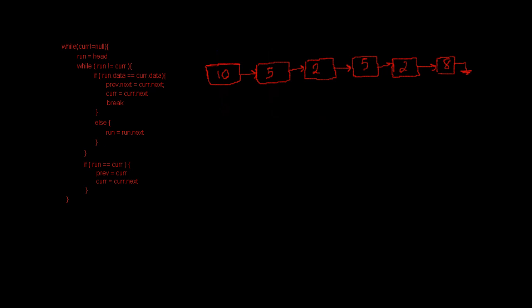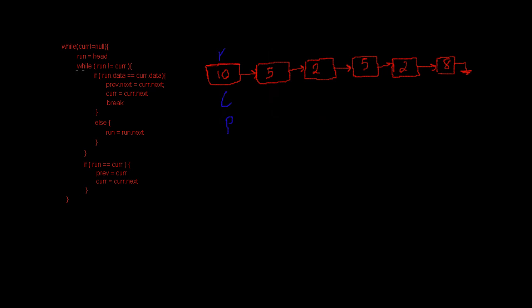What this pseudocode needs is a current pointer, a previous, and also a runner. I'll explain what each of these mean as we solve the problem. Let's look at the code. The first line of the code, the big while loop, checks if we have not gone over the linked list. We have not reached the end of the linked list. So while current is not equal to null. So that's what this big while loop does.